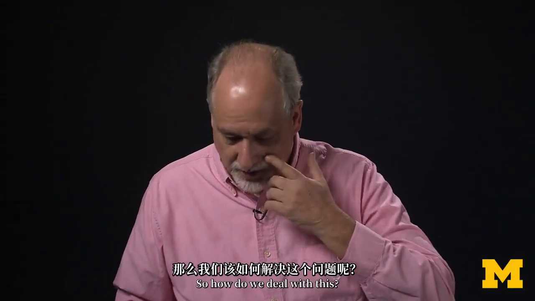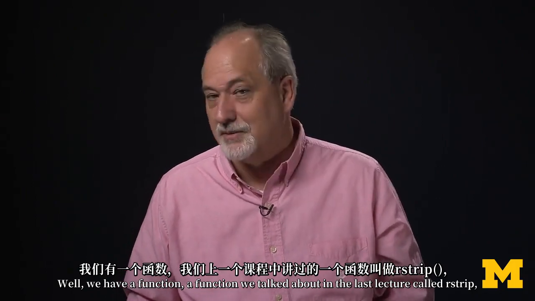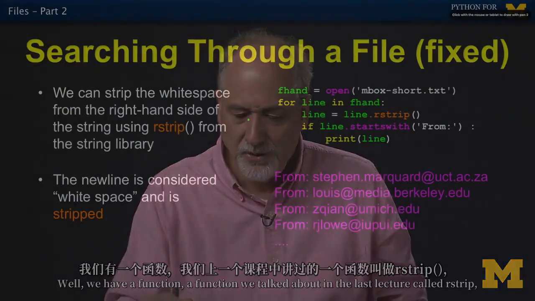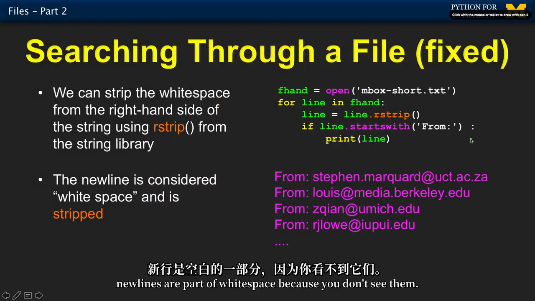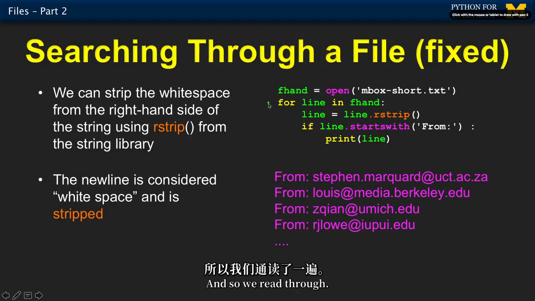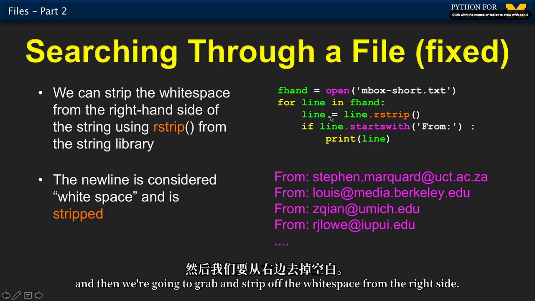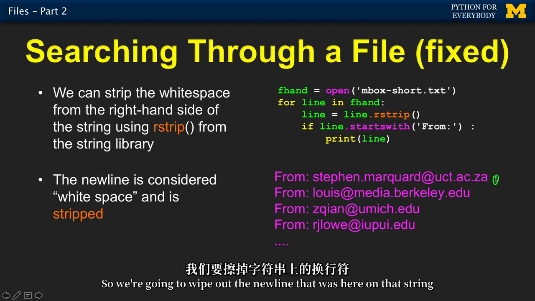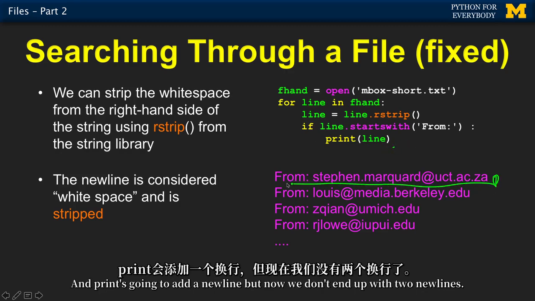So how do we deal with this? Well, we have a function we talked about in the last lecture called rstrip, which strips off white space. New lines are part of white space because you don't see them. And so we're going to read each of the lines in the file, and then strip off the white space from the right side. So we're going to wipe out the new line that was on that string, and then print it out. And print is going to add a new line, but now we don't end up with two new lines.